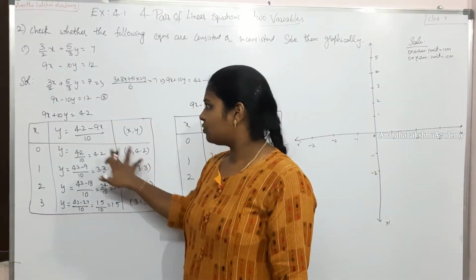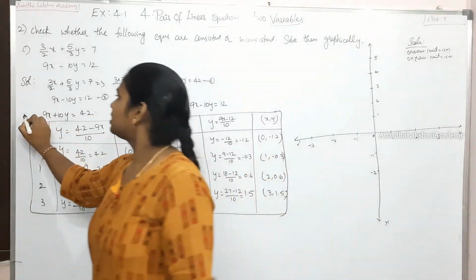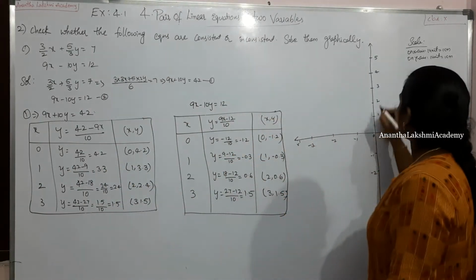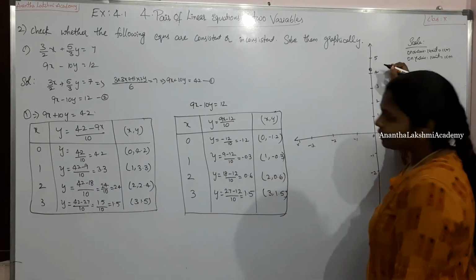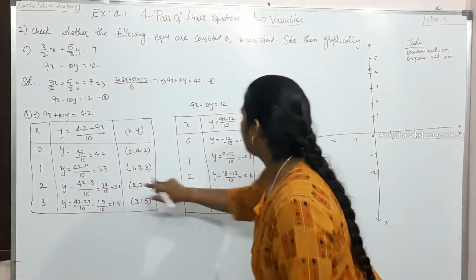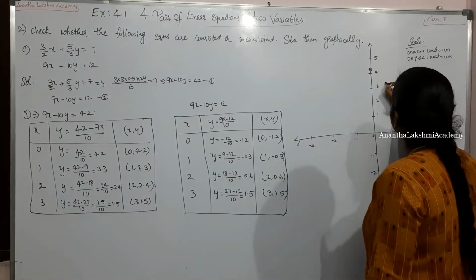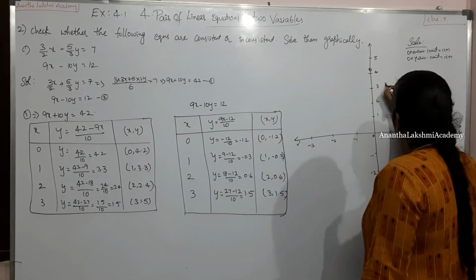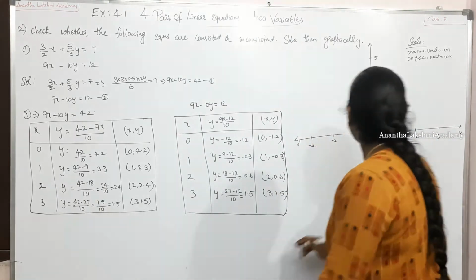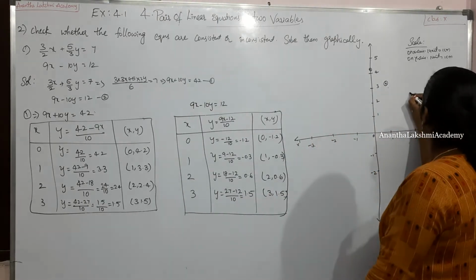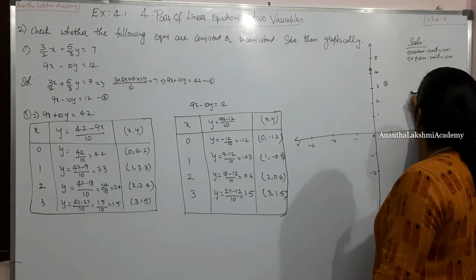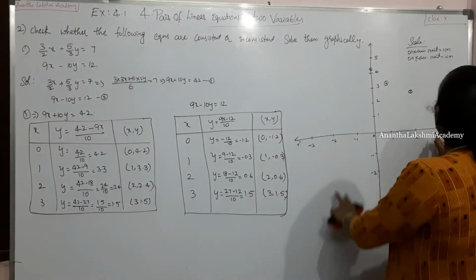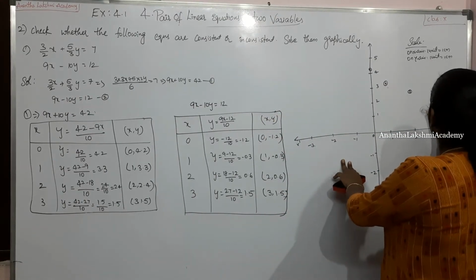For the first equation, for the value of 0, it is 4.2. 4.2 is somewhere here. Now for the value of 1, it is 3.3. 3.3 is here. For the value of 2, it is 2.4. 2.4 is this, a little less, a little down. Next, for the value of 3, this is going to be 1.5. So somewhere over here.